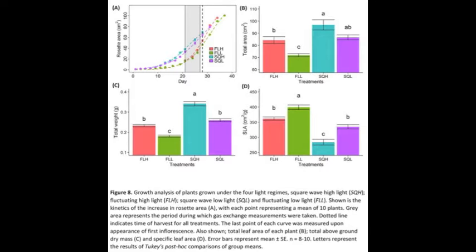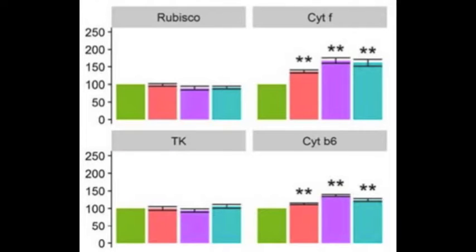And of course, all of that acclimation then also affected the growth of the plants. So the fluctuating plants grew slower at the beginning, they had a slower growth, but were able to then utilise that light energy and catch up towards the end of it, and ended up with a better overall light use efficiency for that growth. So I hope that's a brief synopsis.